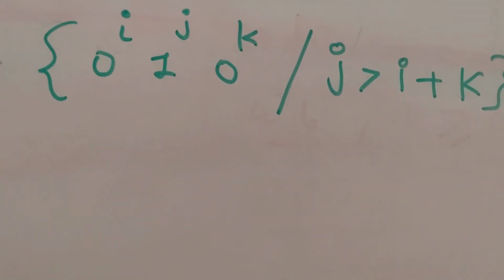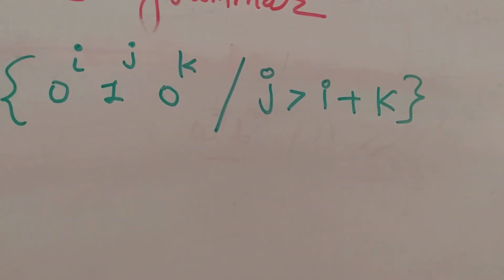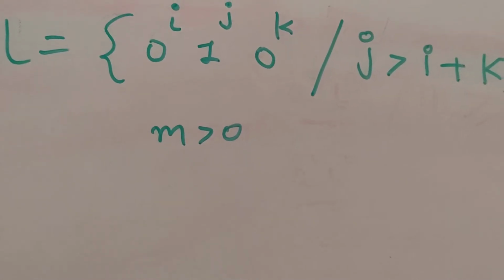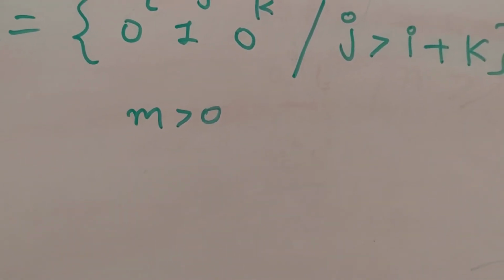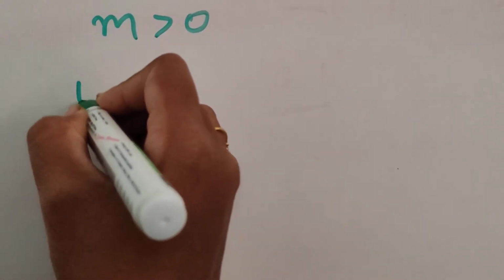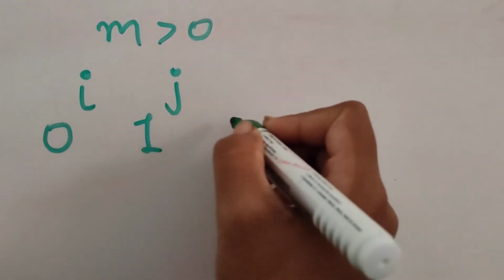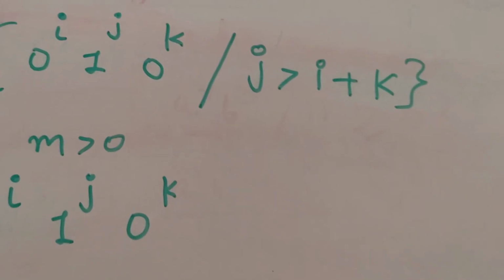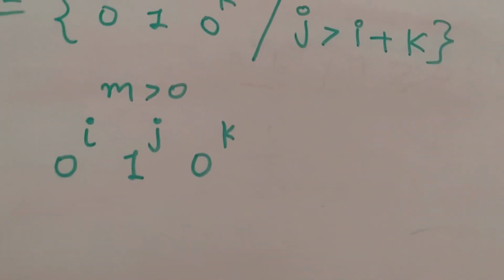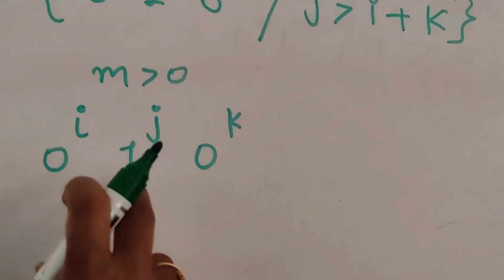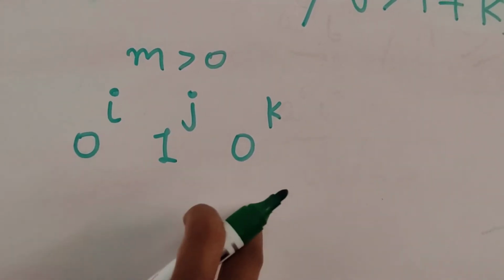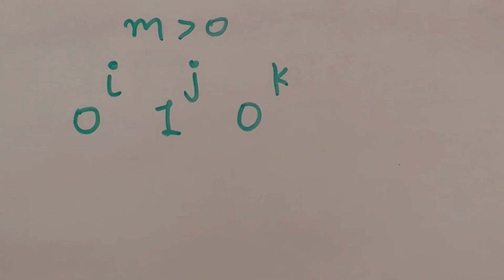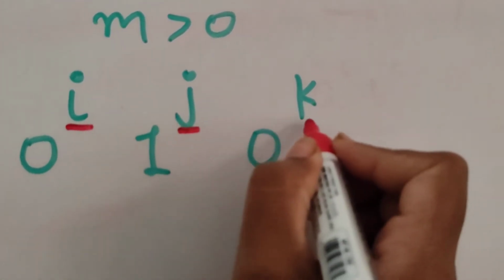So suppose we are taking the example, j has to be greater than i plus k. Suppose we take m greater than 0. Now for m greater than 0, we take 0 raised to i, 1 raised to j, 0 raised to k. Now we have to decide that j has to be greater than i plus k. So the occurrence of 1 has to be greater than this and this, right?